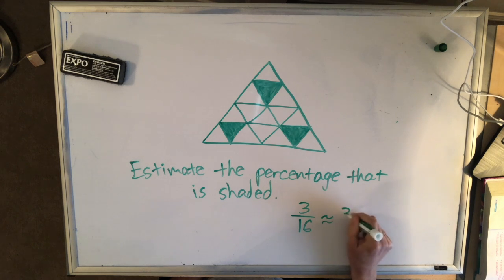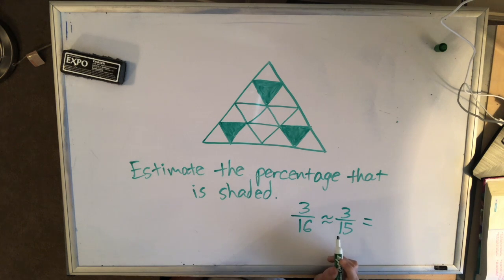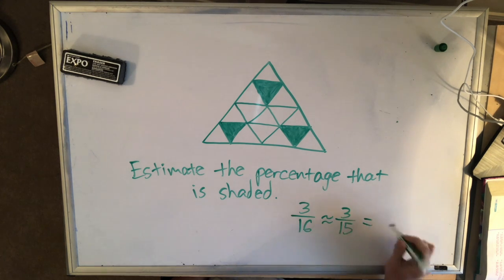3/16 is approximately 3/15. Yeah, it's okay if you change the denominator a little bit. That doesn't affect the value of the fraction much as long as the denominator is a relatively large number. But only change the numerator or the denominator if it's a relatively large number and you're not changing it by too much. Otherwise, it's not going to be a good estimate.